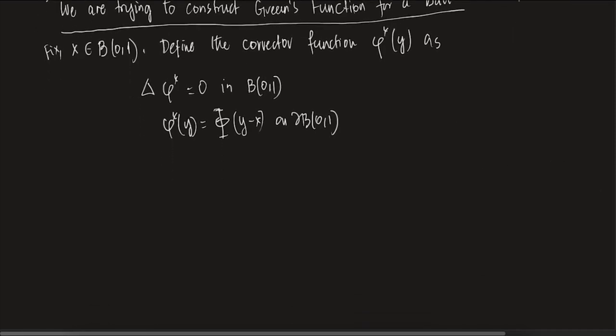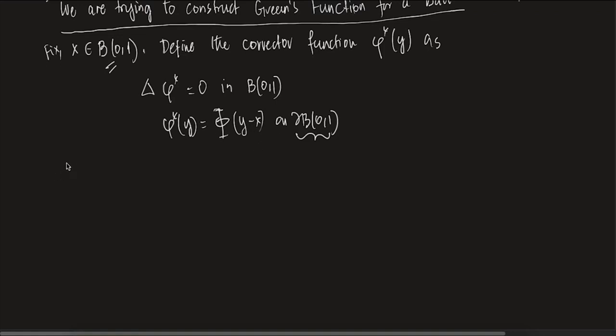So basically, for a fixed x on the ball, you take any x in the ball and you define a corrector function which satisfies Laplacian of φ^x is 0 in the ball, and φ^x(y) is the fundamental solution at y minus x. Now you see, this is well defined because y here is always on the boundary and x is in the ball. So y minus x is defined, so Φ(y minus x) is defined. y cannot be equal to x, and hence it is defined.